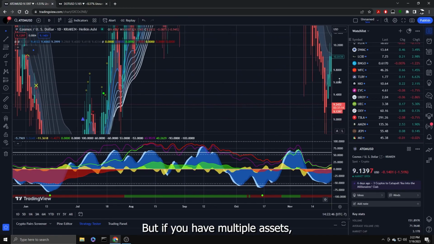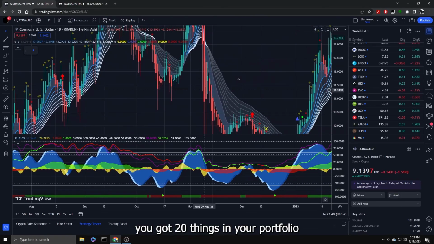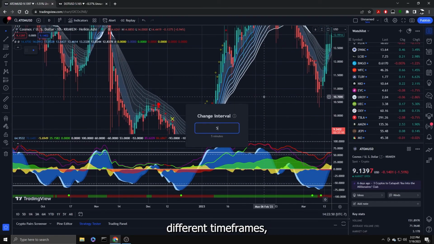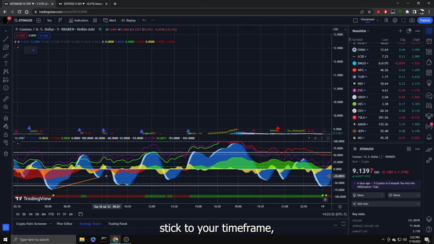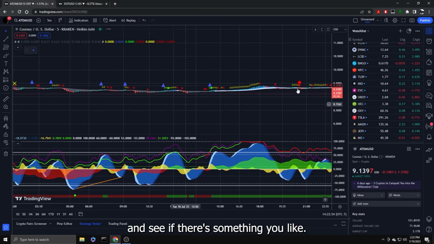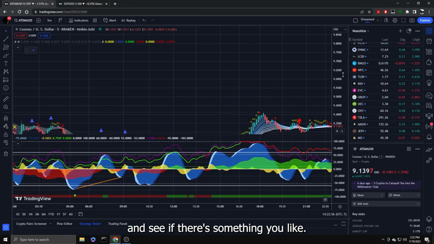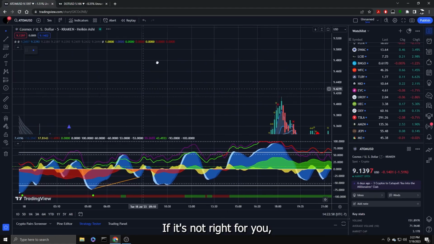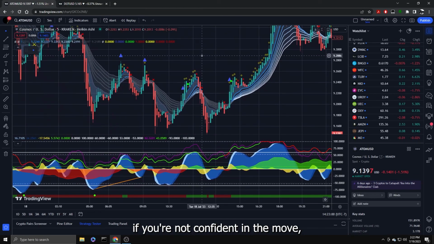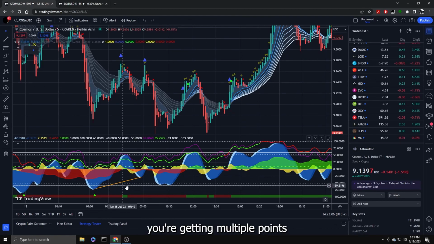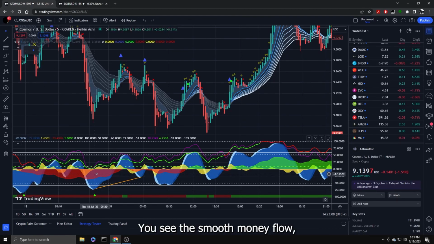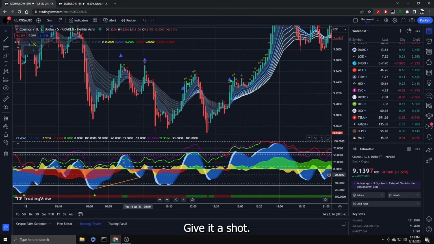But if you have multiple assets, you got 20 things in your portfolio, and you got all these different time frames, stick to your time frame, look at the charts, and see if there's something you like. If it's not right for you, if you're not confident in the move, don't make the move. But if you see some things, you're getting multiple points that you like, you see the smooth money flow, you see the anchor wave and the trigger wave, give it a shot.